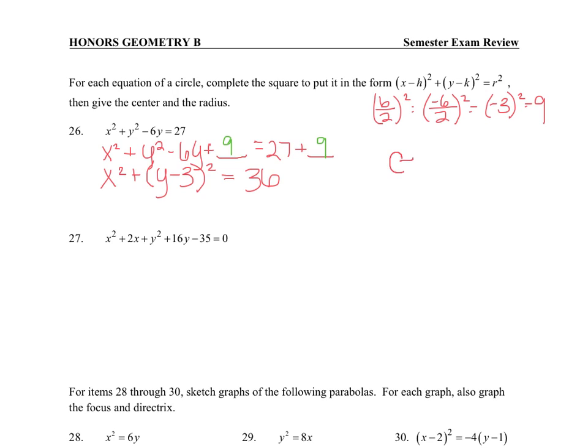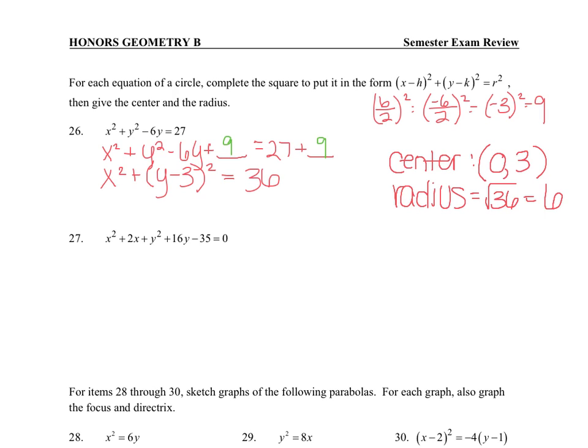Now I need to find the center. And my center is going to be h, k. So in this case, 0 is going to be my x, 3 is going to be my y. And my radius is r squared, so it's going to be the square root of 36, which is 6.